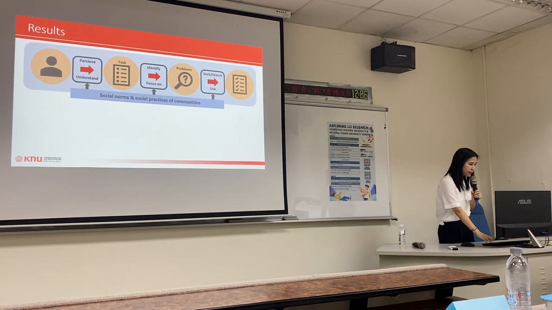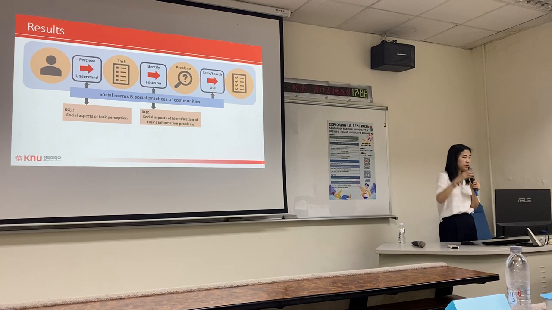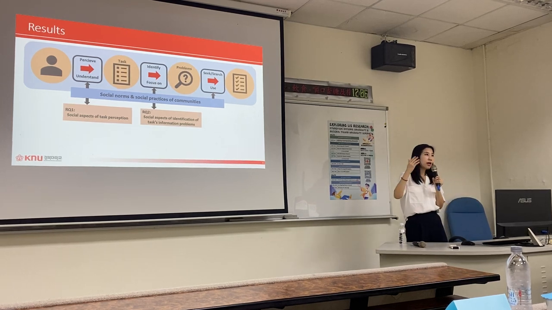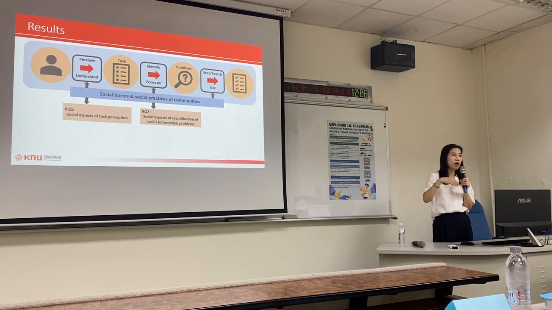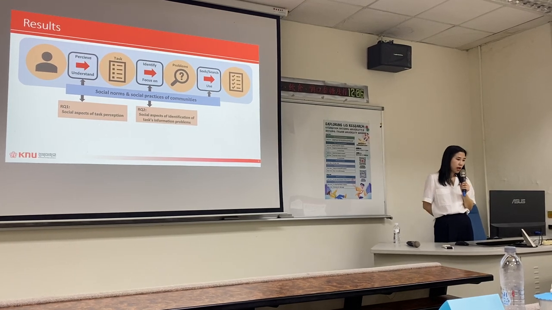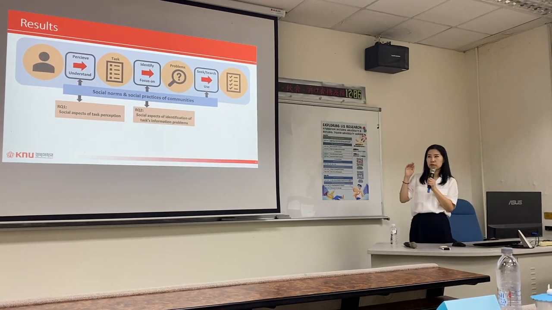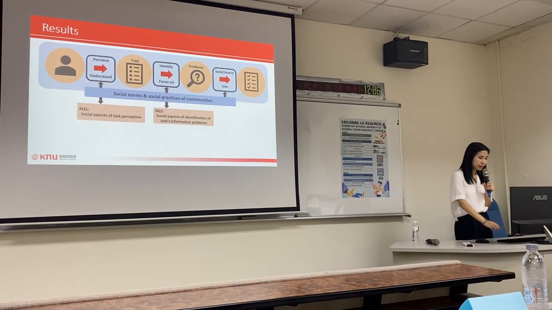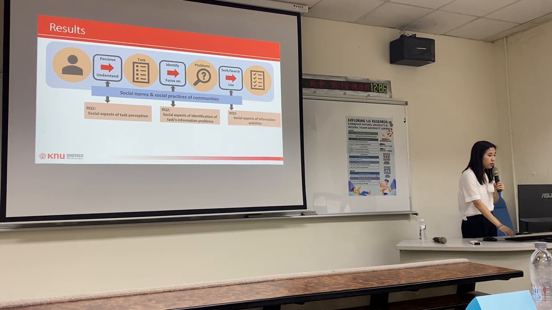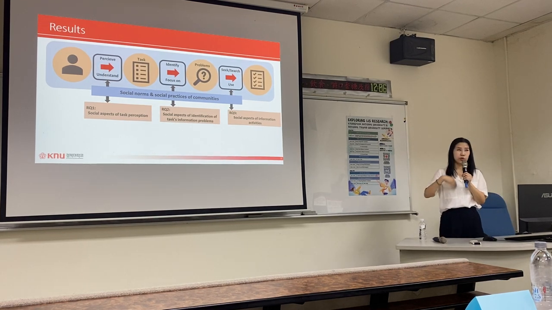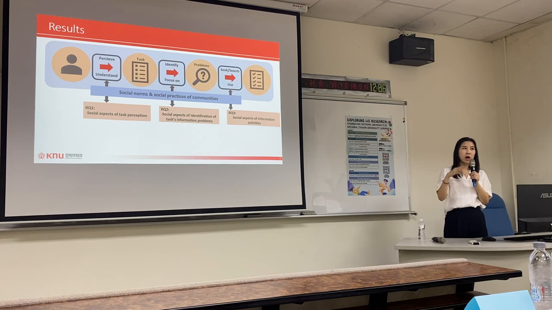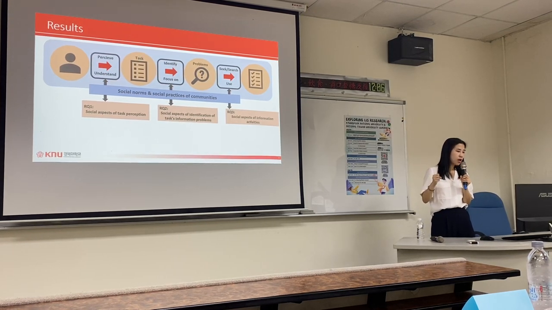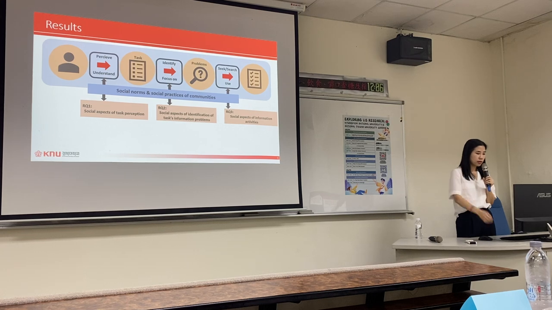Based on that, I was able to see some kinds of social aspects of task perception: when people perceive and interpret a task, they are influenced by their communities. Also, identification of specific information problems from a task can be influenced by social communities. Similarly, information-related activities like sharing and using information are also influenced by their communities.